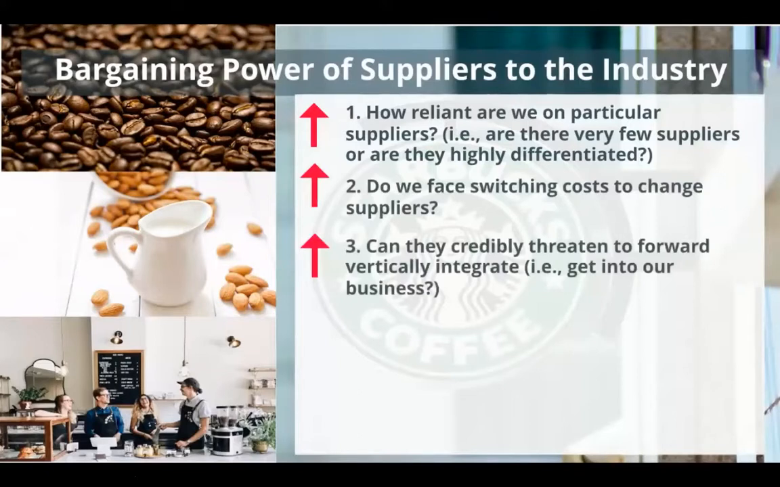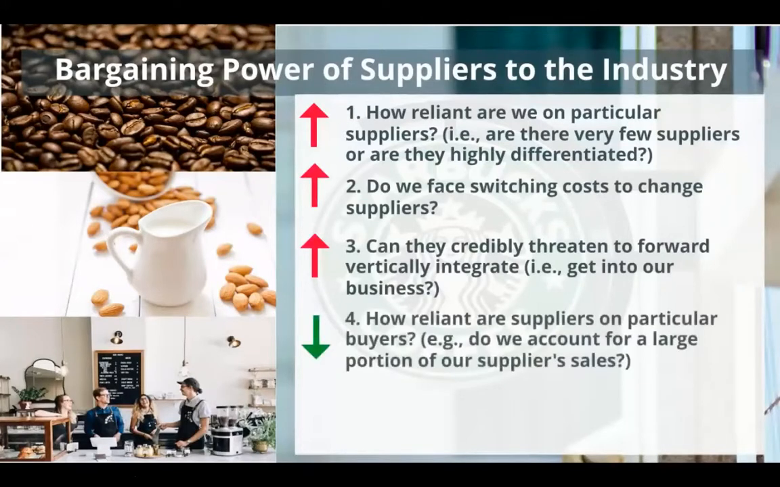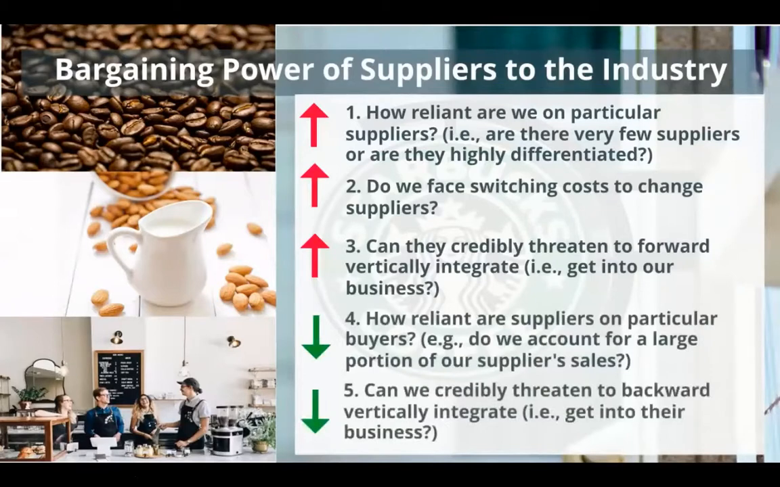On the other hand, we'll also ask how reliant suppliers are on particular buyers like us, and whether we can credibly threaten to backward vertically integrate into their business. These things will lower their bargaining power.